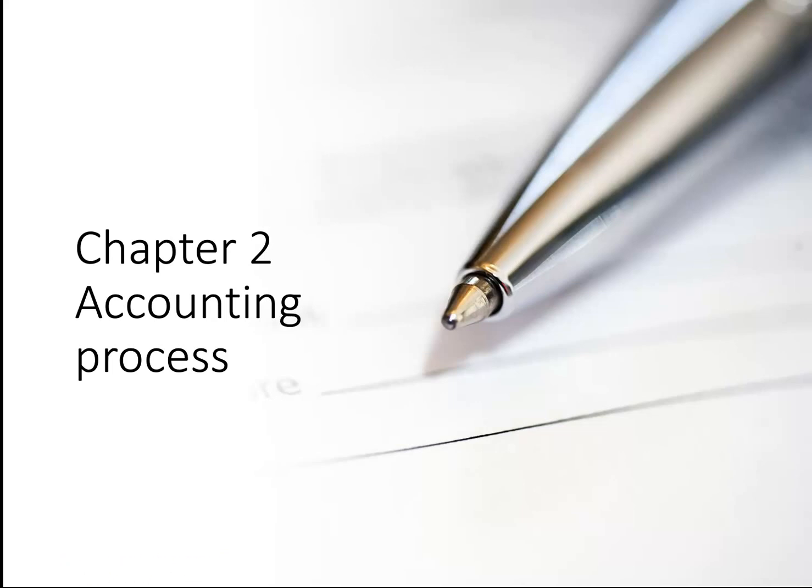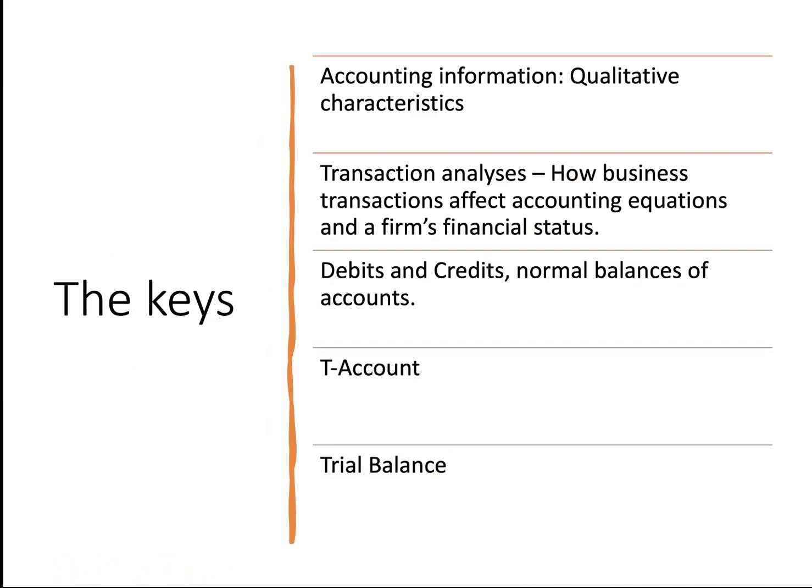Let's get started. In Chapter 1, we learned about the accounting system and the 4 financial statements, as well as answering the question, why do we need accounting? Now, starting from Chapter 2, we are going to get into more technical details. For example, how do we prepare financial statements? How do we do debits and credits? So on and so forth.